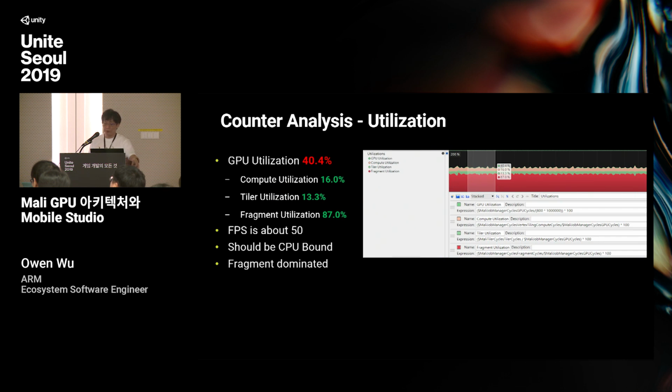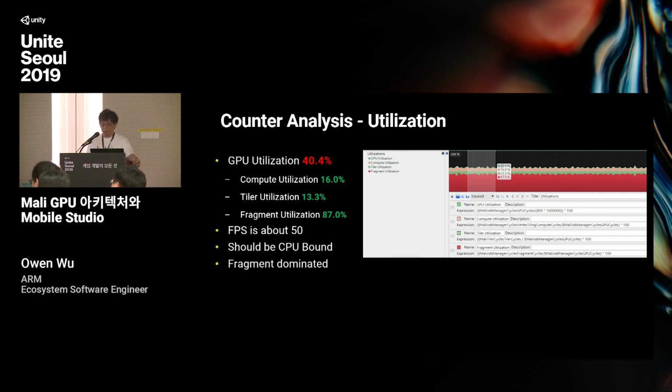So the picture shows the chart and the expression I used. That's the expression I used to get the counter. From the chart you can see GPU utilization is only 40%, and that means the application is actually not GPU bound. So when the GPU is not always busy, we need to look at the frames per second. Since the frame rate is about 50, we can tell the game is actually CPU bound.